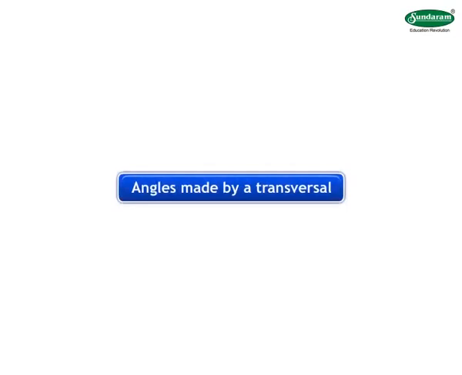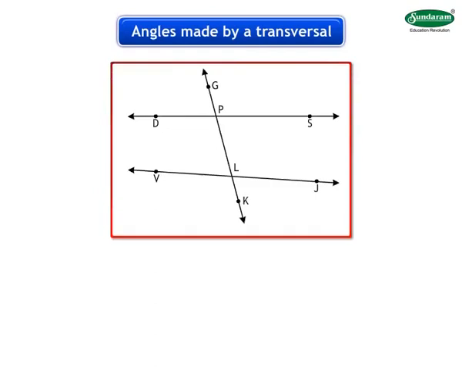Now let's look at angles made by a transversal. In the figure, you will see that the transversal makes 8 angles, 4 at the point L and 4 at the point P. Let us study some pairs of these angles.